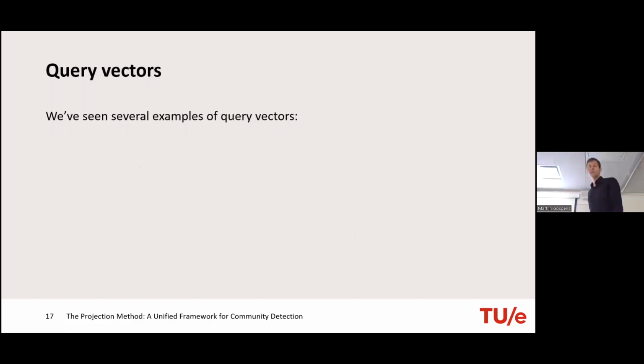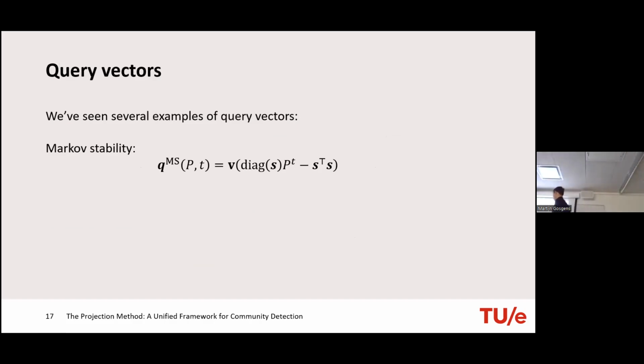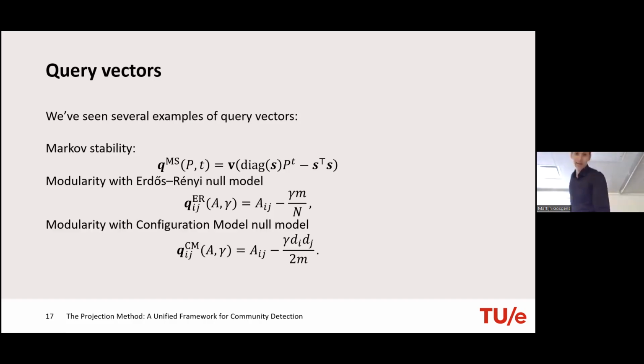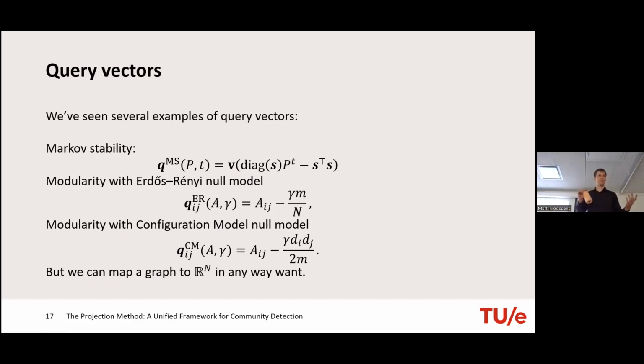So we've seen a few examples of ways to do this mapping. When you want to do Markov stability, that's equivalent to taking a vector version of this matrix over here. And for modularity with the Gösgens null model, you get a vector defined like this, with just adjacency minus the expectation. And for the configuration model, you get a similar version, but with this degree correction instead of these constant terms. But basically we can define this Q as a function of this graph in any way that we want. Like we can go crazy with it.